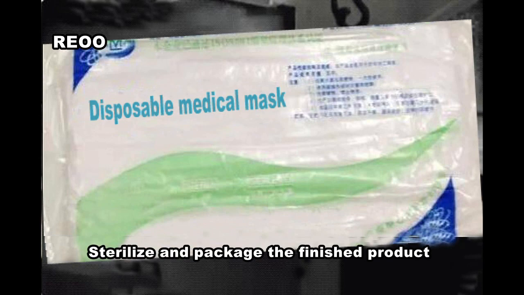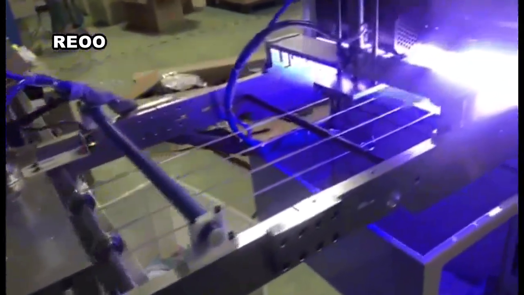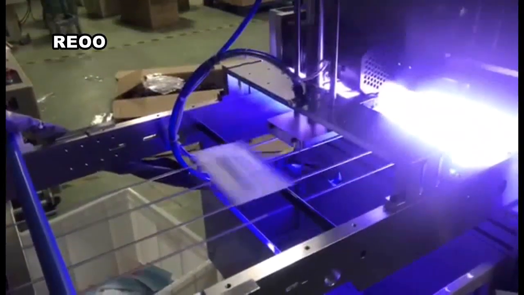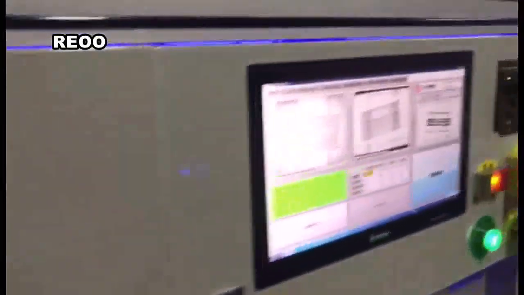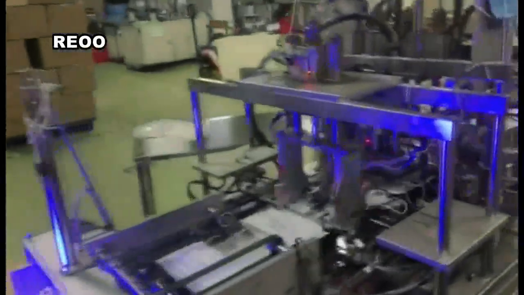Sterilize and package the finished product. Medical masks are sterilized with ethylene oxide. After sterilization, there will be residual ethylene oxide on the masks. The residual ethylene oxide must be analyzed by means of analysis, released, and meet the safety content standard. After passing the test, it can be shipped from the factory.